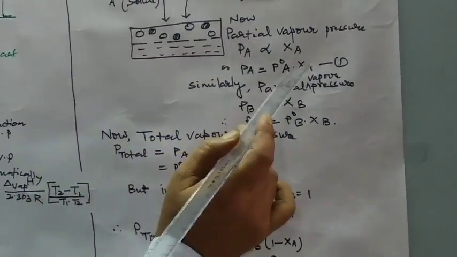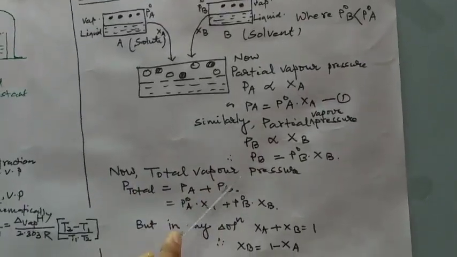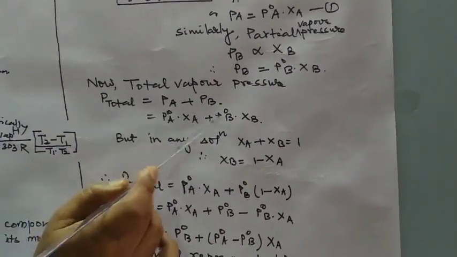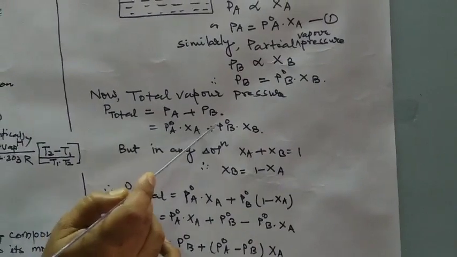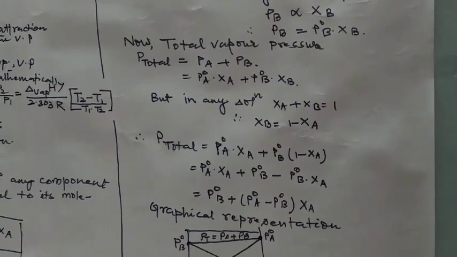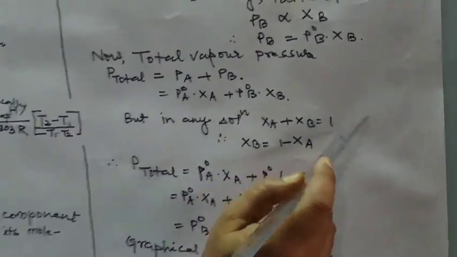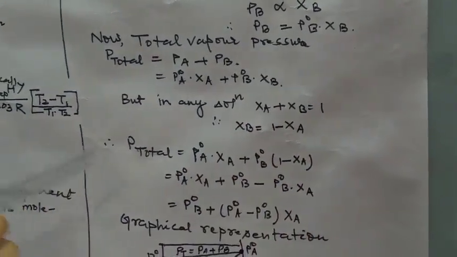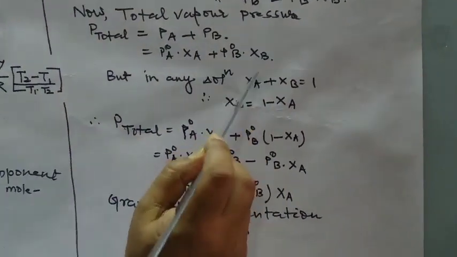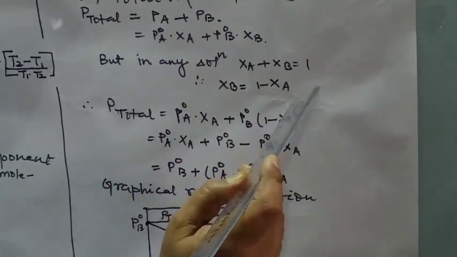Here PA is P naught A into XA. Substitute this value. PB equals P naught B into XB. So P total will be P naught A into XA plus P naught B into XB. But as you know well, in any solution, the sum of the mole fractions of all the components cannot exceed 1. That means if the solution is binary, having only two components, one solute and the other solvent, XA plus XB will be equal to 1. So XB will be equal to 1 minus XA.